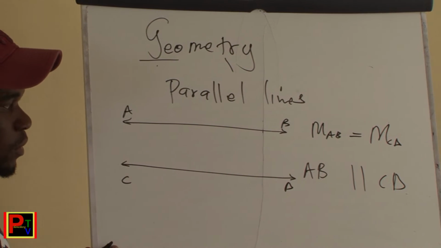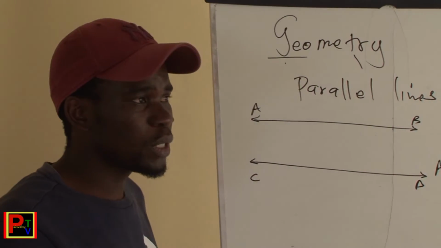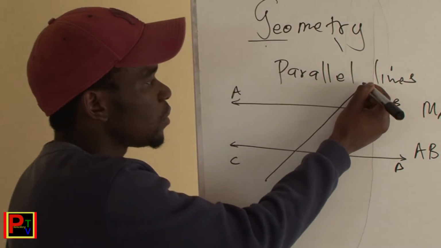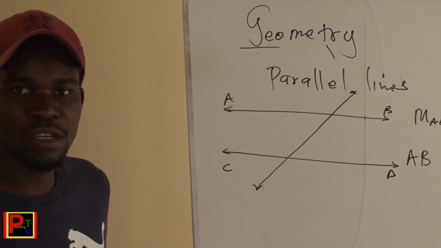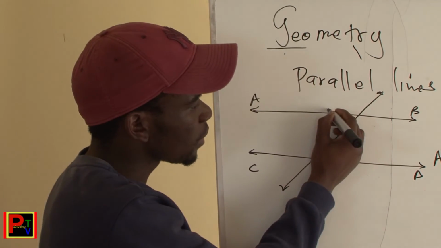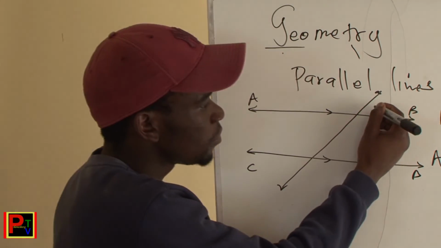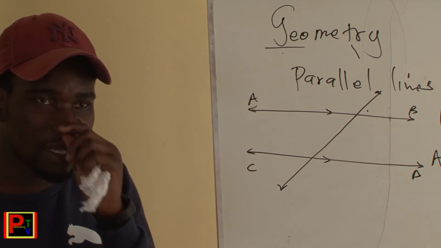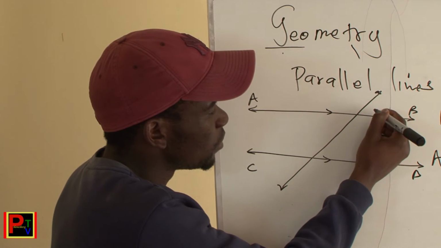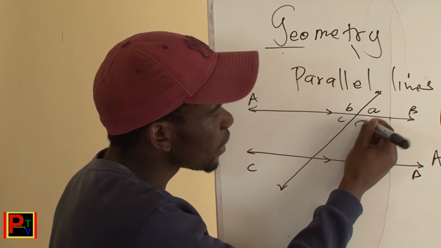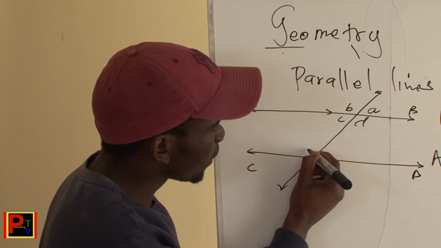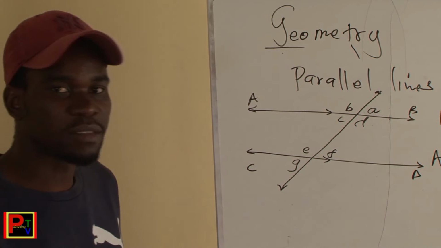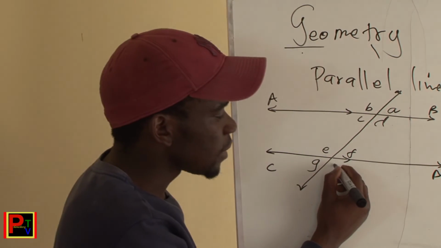Okay, not only that, we can still continue. What if we have a line that intersects these two parallel lines? Now we realize that they form angles. Now this is parallel to this. They form this angle, this angle, this angle, this angle, this angle, this angle, this angle. It simply means we have angle A, angle B, angle C, angle D. Here we also have angles E, F, G. Let's say you're only given the last angle, which is this one, and they say it's 30 degrees.